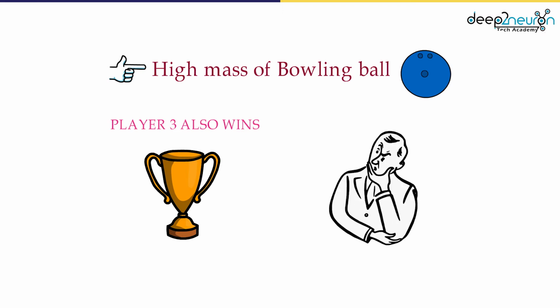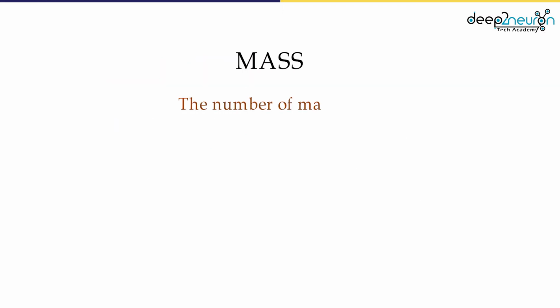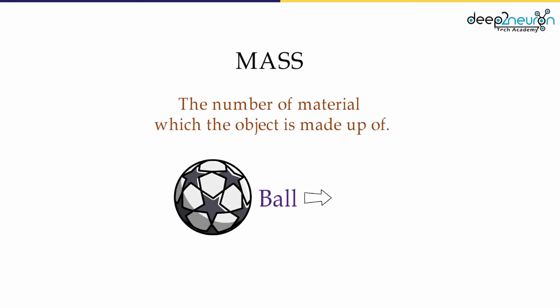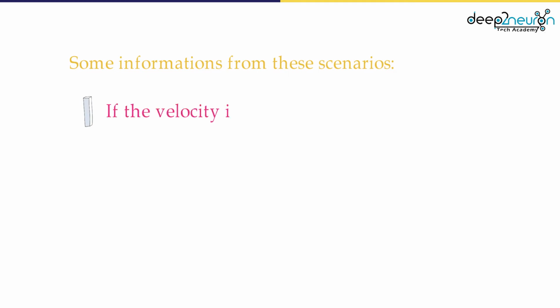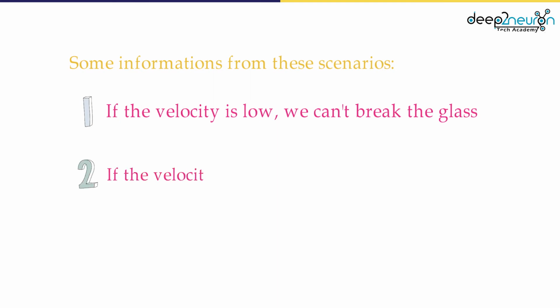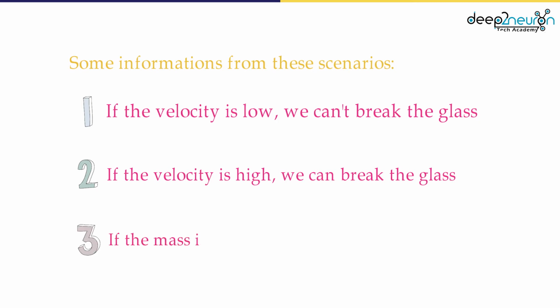Oh no, what is mass now? Mass is nothing but the total amount of material which the object is made up of. For example, if a ball is made up of 5 kg of plastic or cement, the mass of the ball is 5 kg. Hence, player 3 wins because of his ball's high mass. We have to infer some information from all these scenarios. Number 1. If the velocity of the object is low, we can't break the glass. Number 2. If the velocity of the object is high, we can break the glass. Number 3. If the mass of the object is high, we can break the glass.